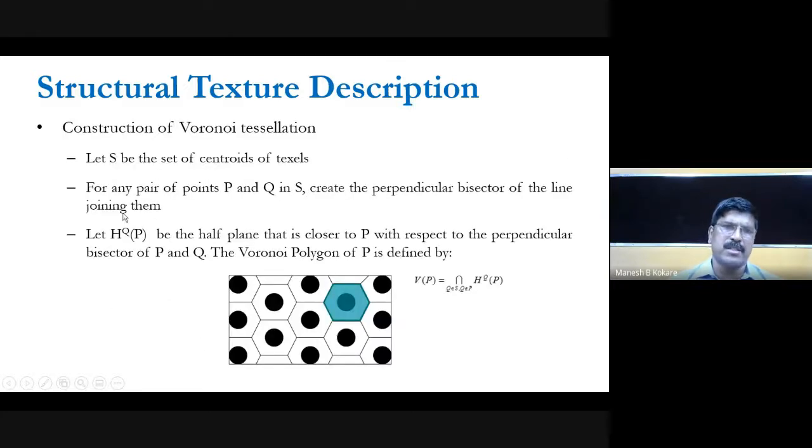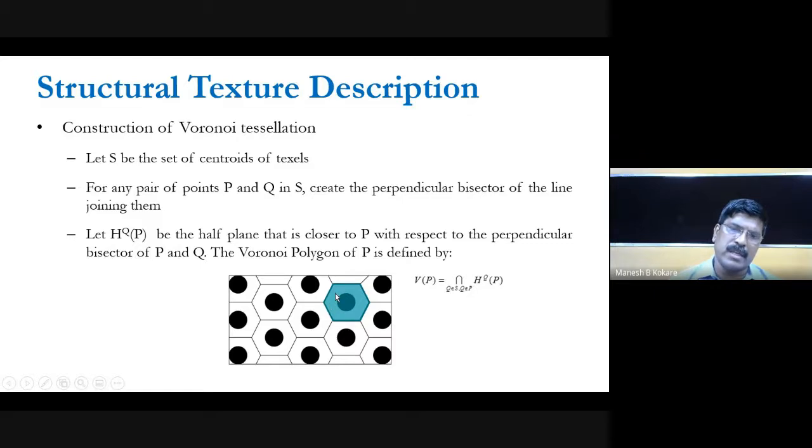For example, here you see this is one texel. What kind of shape is this one? Hexagonal shape is there, and within that there is a circular shape. So there are basically two texels. One is circular and another one is hexagonal, and the circular one is inside this hexagon, and so on.